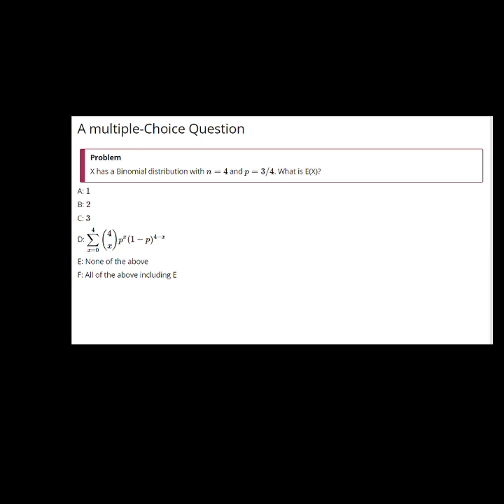Here's a multiple choice question you should try on your own. If X has a binomial distribution with n equals 4 and p equals 3/4, then the expected value of X is what? Is it 1, or 2, or 3? Is it the sum as x goes from 0 up to 4 of 4 choose x, p to the x, 1 minus p to the 4 minus x? Is it none of the above? Or is it all of the above, including E, none of the above? You should pause for a moment and attempt to answer this question on your own.